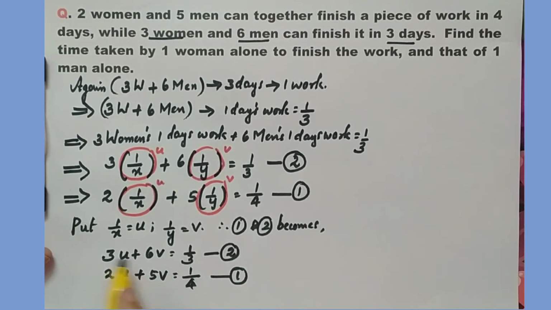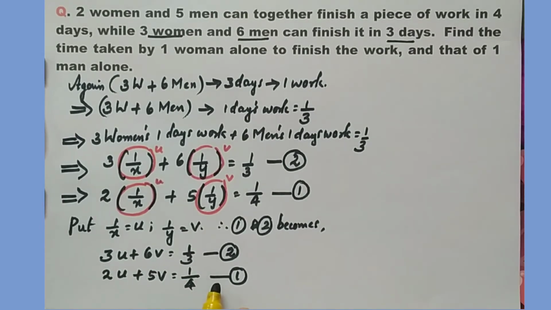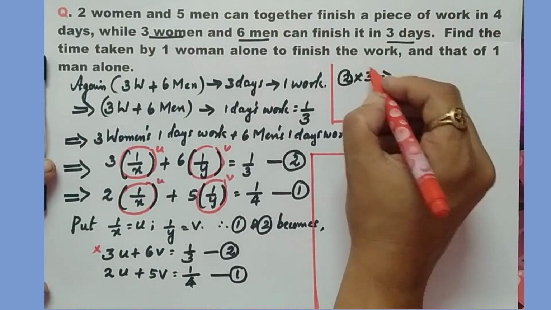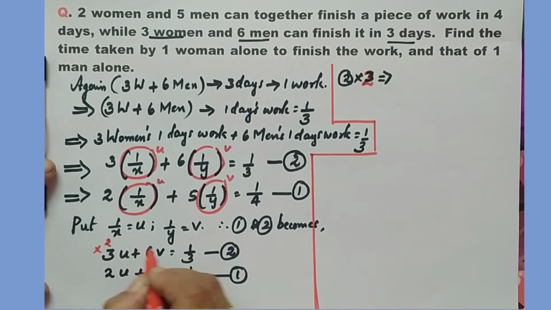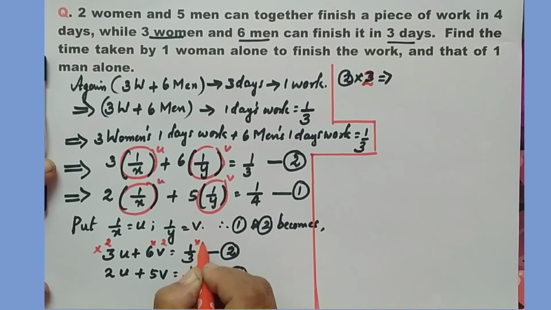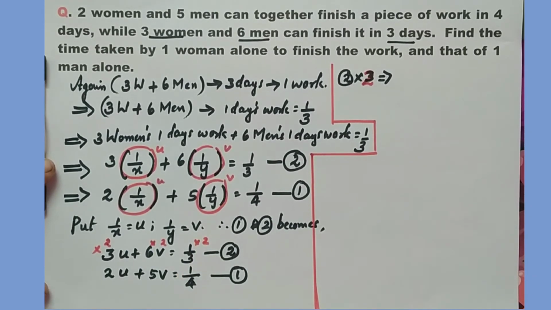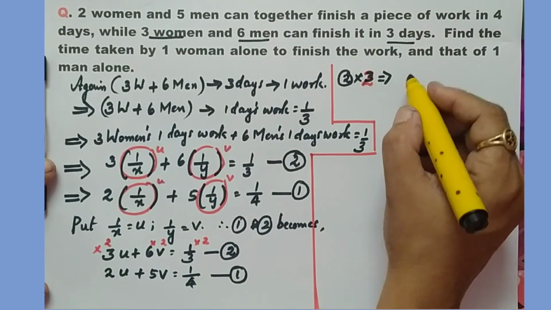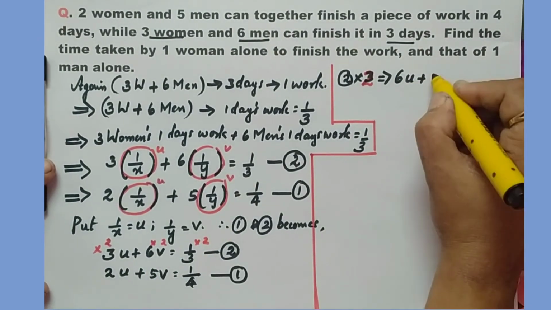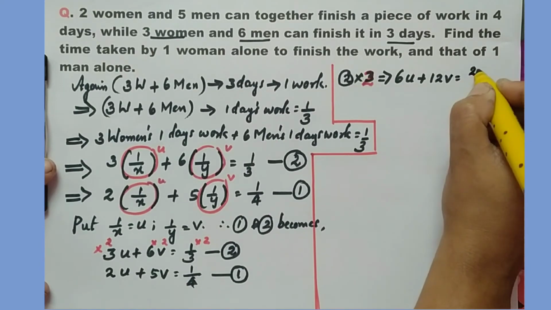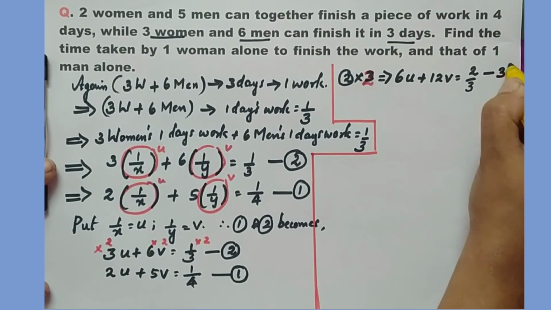But don't try to cross multiply and make it a larger number. Look at my simplification. Equation 2 I am going to multiply by 2. So equation 2 when multiplied by 2 gives 6u plus 12v equals 2 by 3. This you can take as equation number 3.